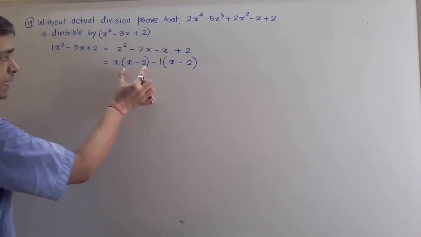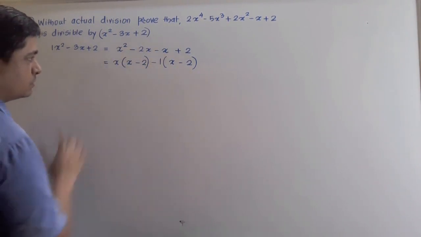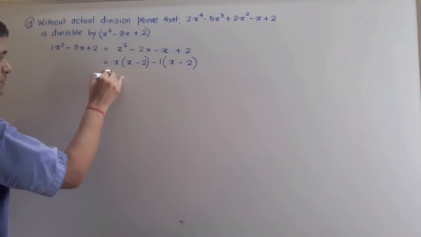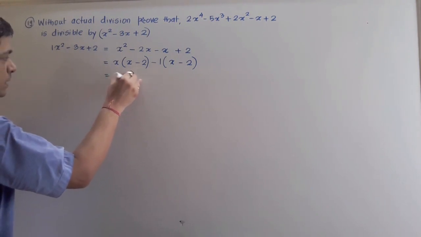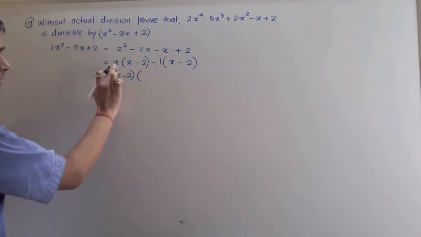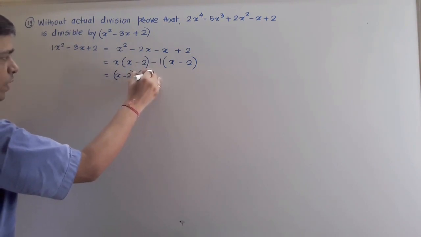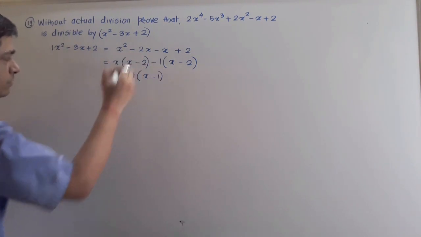Now observe the brackets. Here x minus 2 and here also x minus 2, so x minus 2 will come common. What will remain? Here x remains and here 1 remains. So x minus 1 will be remaining.